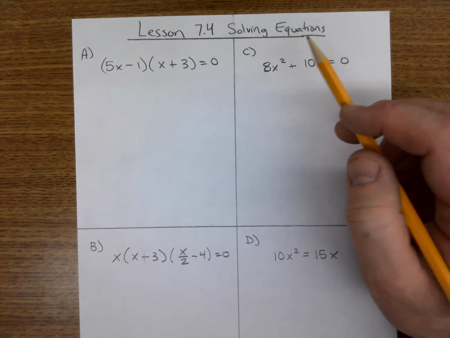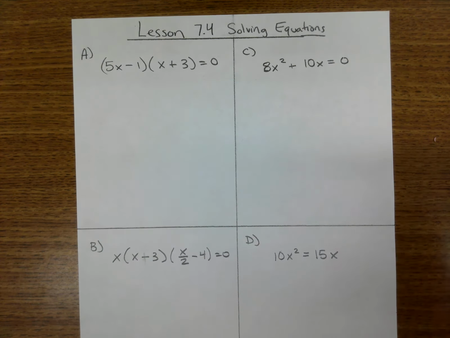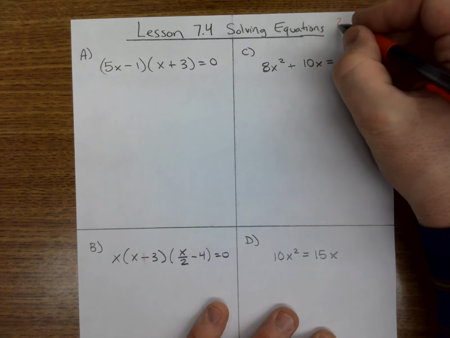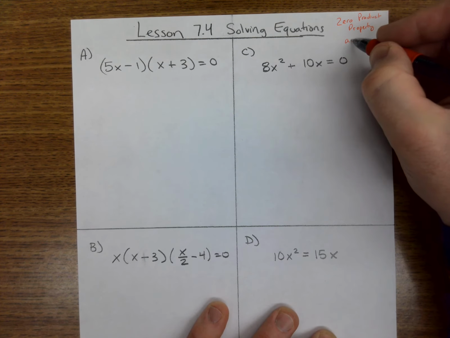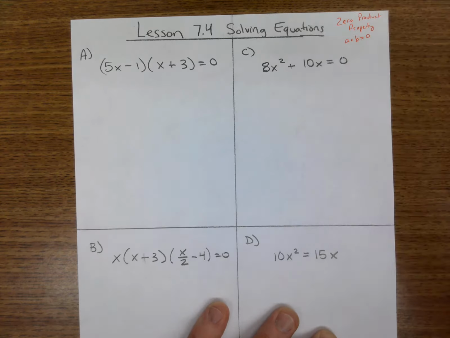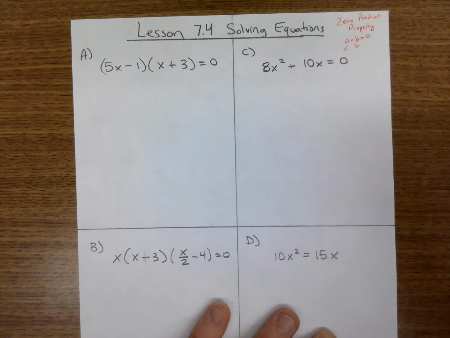I want to give you some more help with solving these equations. We're going to use the zero product property on all of them, which is A times B is 0, and that's what we need to get to. And once we get to that, we can divide it up.